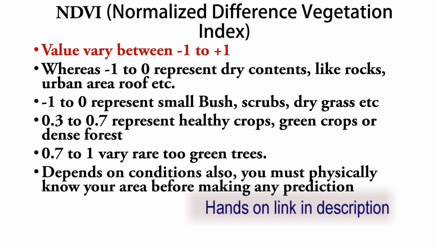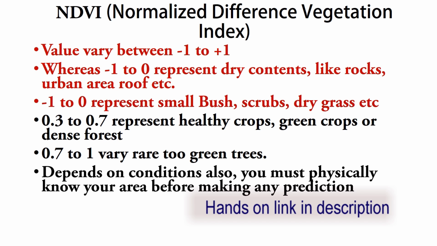Values vary between -1 to +1, whereas -1 to 0 represent dry content like rocks, urban areas, roofs, etc. And 0 to 0.3 represents small bushes, scrubs, dry grass, or even dry plants. It may be anything, whichever is harder.